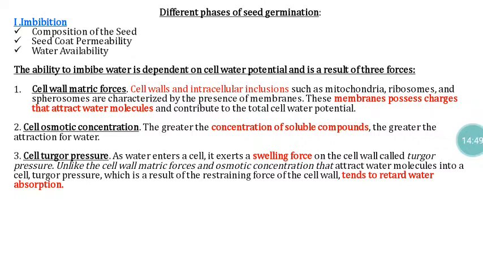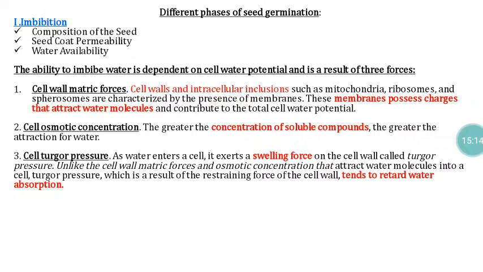So if you are going to place the seeds in the soil during sowing, in order for seed germination to occur, whatever water is available in the soil should enter into the seed system. That happens only if your seed sap concentration is more when compared to the soil water concentration. So low to high, here the water will enter.